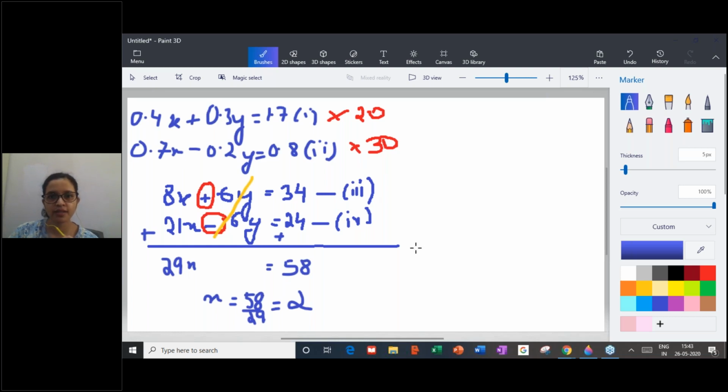Yeah, just for the decimals to go. But Manasvi, you need to ensure that the coefficient of one of the variables is also the same. So it won't be just 10, it will be either 20 and 30, or it will be 40 and 70.